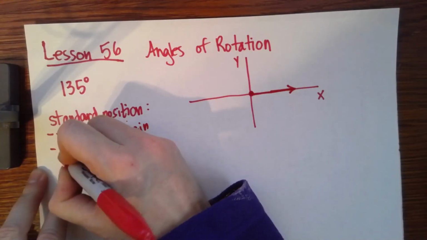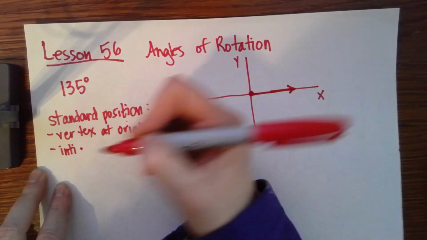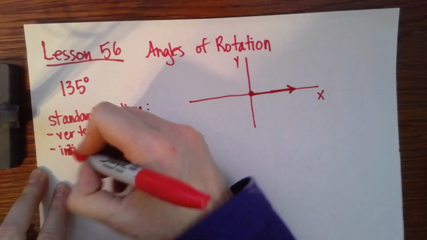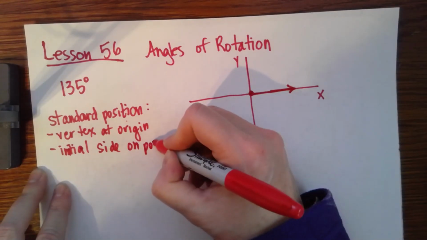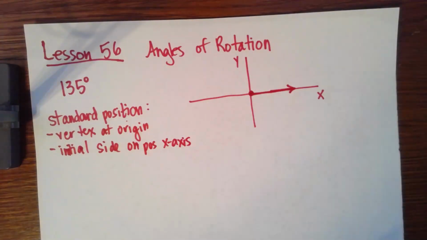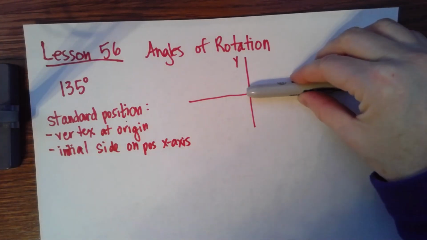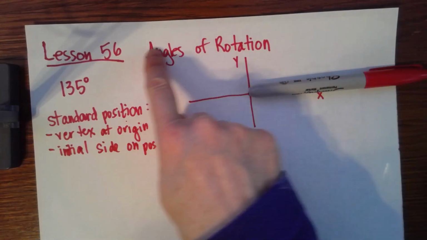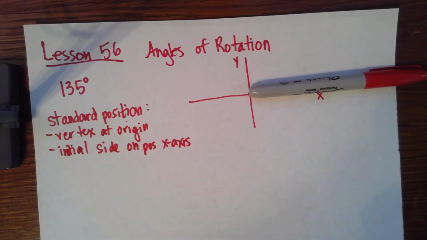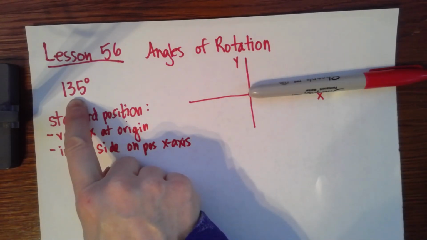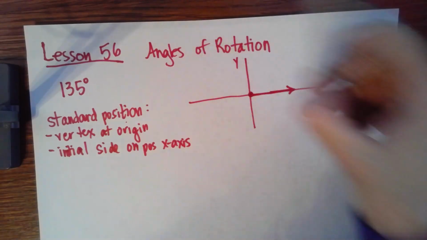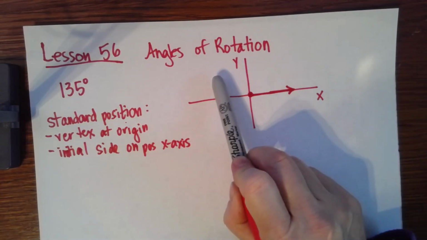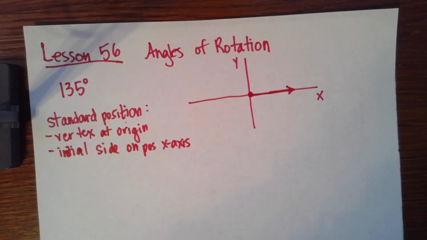So we're going to put the vertex at the origin and then what's called the initial side on positive x-axis. Okay, so imagine here's one side of my angle, and these are called angles of rotation because now I'm going to rotate. The normal way that I rotate for an angle that's positive, like 135 degrees, is I rotate counterclockwise through the quadrants in order. So this is quadrant 1, quadrant 2, quadrant 3, quadrant 4. So I'm going to go through them in that order.